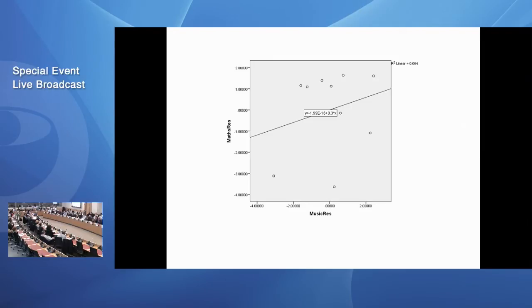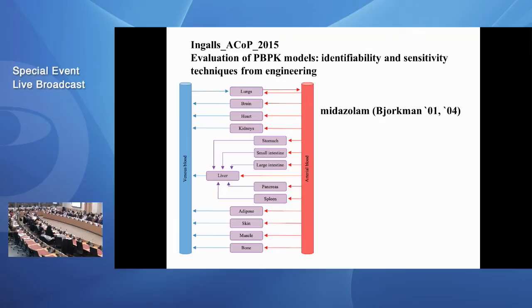Again, thank you, Inya. You gave me this example by Brian Ingalls, which was presented at an ACOP meeting in 2015, and looked at this PBPK model, which is due to Bjorkman back in 2001 or so. This was built for midazolam, and basically looked at identifiability analysis, structural identifiability analysis. Now, I used the wrong word, of course. It's a sensitivity analysis. But okay, all right. He's Swedish. So here we have the table of the parameters, and here we have the local sensitivities.